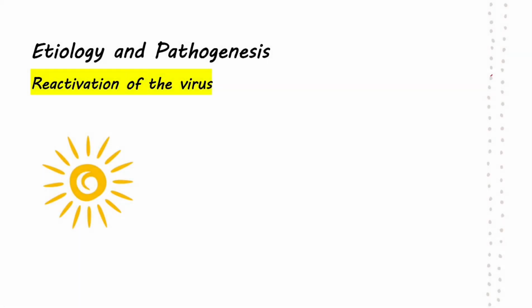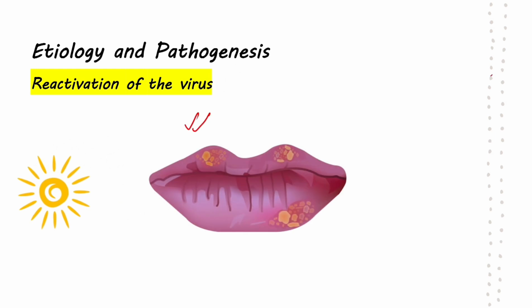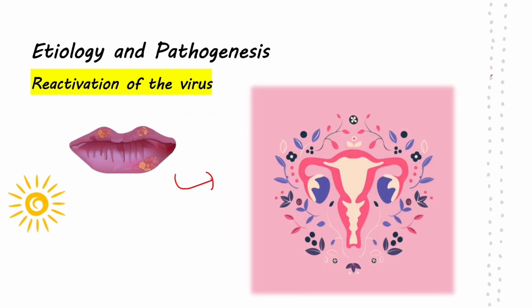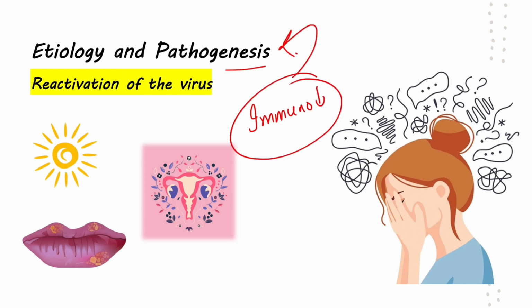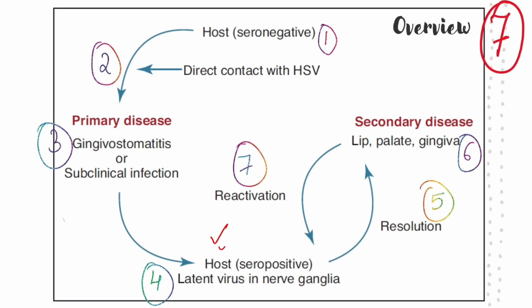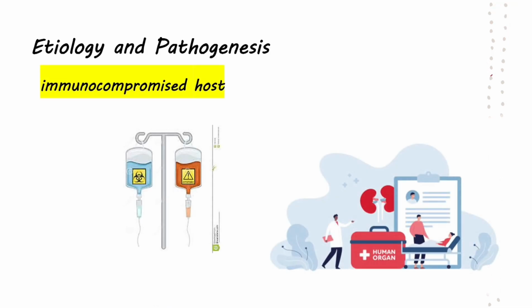Now, secondary virus reactivation can occur following various triggers. For example, exposure to sunlight, which can cause fever blisters. Other triggers include onset of cold, leading to cold sores, trauma, menstrual cycle, stress, or immunosuppression. Any condition that leads to immunosuppression has the potential to trigger the reactivation of herpes simplex virus. These triggers can lead to secondary or recurrent infections of herpes simplex virus. Also, an immunocompromised host may develop severe secondary disease.